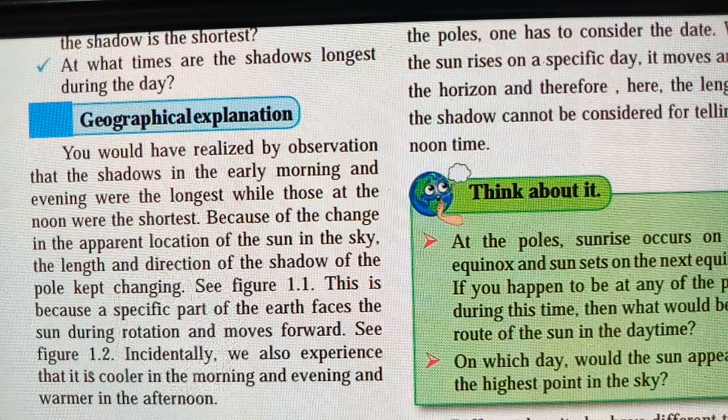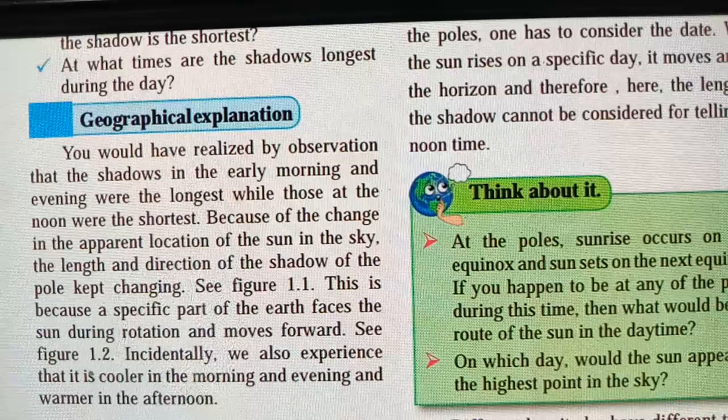There are apparent changes you feel in the sky, and because of that the sun is also having changes in location. The length and direction of the shadow of the pole kept changing. So the sun is moving from one place to another place. It is moving to the east side, then it is moving to the west side. So because of that the shadow of the pole is also changing.